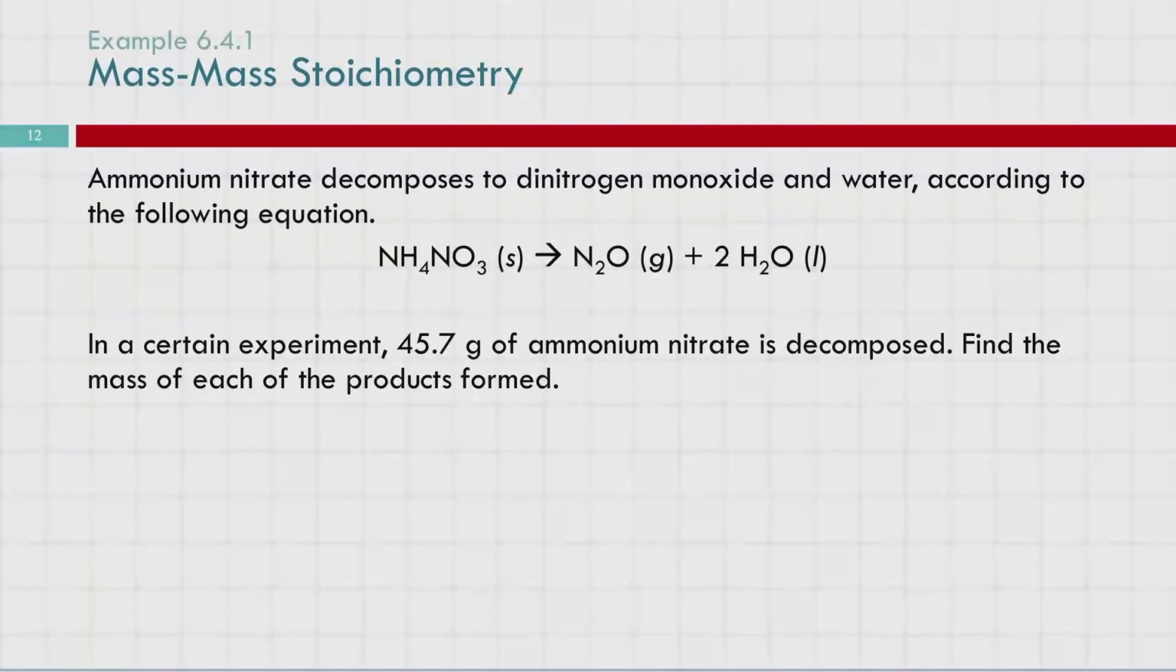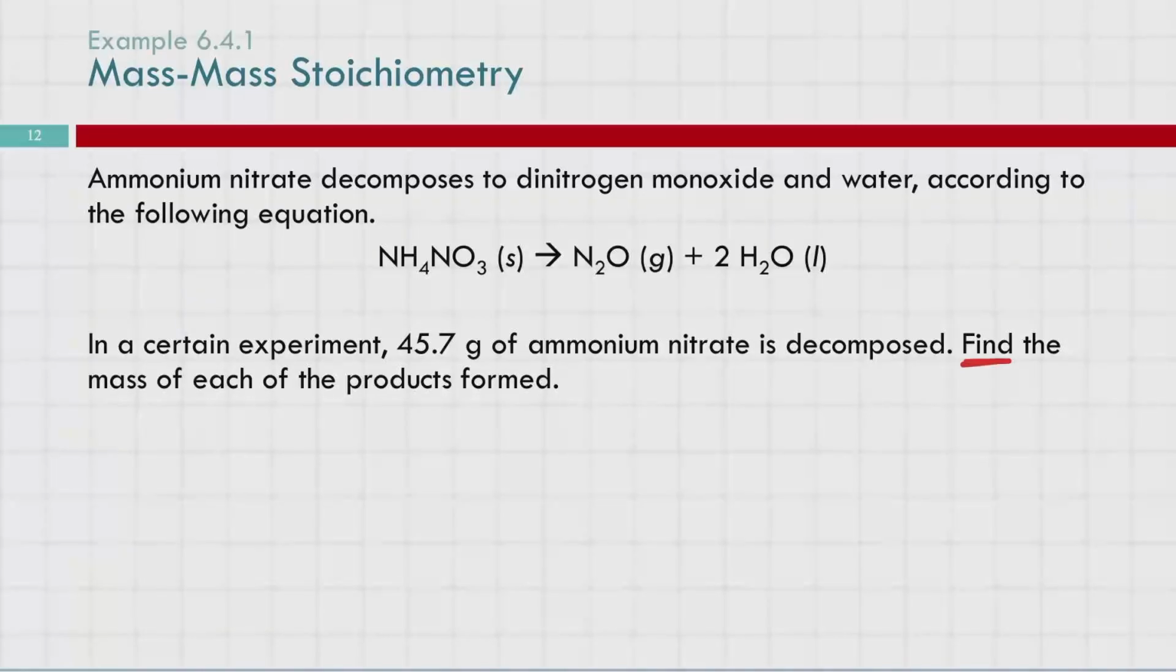Ammonium nitrate decomposes to dinitrogen monoxide and water according to the following equation. So this is our ammonium nitrate. This is our dinitrogen monoxide. H2O is our water. In a certain experiment, 45.7 grams of ammonium nitrate is decomposed. Find a command word. Find is a command word. Find the mass of each of the products formed. So we're going to end up with two answers for this question.